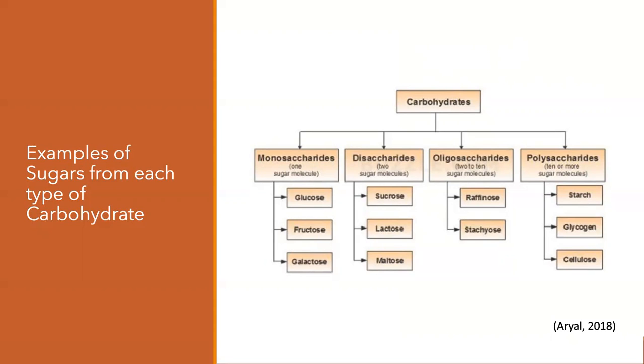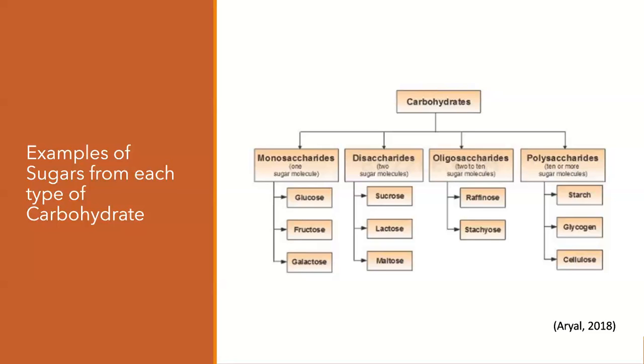And the two examples are raffinose and stachyose. And lastly, we have our polysaccharides, which have more than 10 monosaccharides in them. Each polysaccharide differs from each other depending on the type of chain links and linkage and the type of branching that they have off of them.